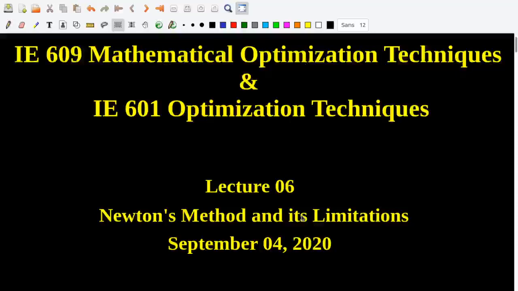Hello everyone and welcome to lecture 6 of our course. Today we will talk about Newton's method for unconstrained nonlinear optimization. This is chapter number 3 from our textbook Practical Methods of Optimization by Roger Fletcher. So let's start.